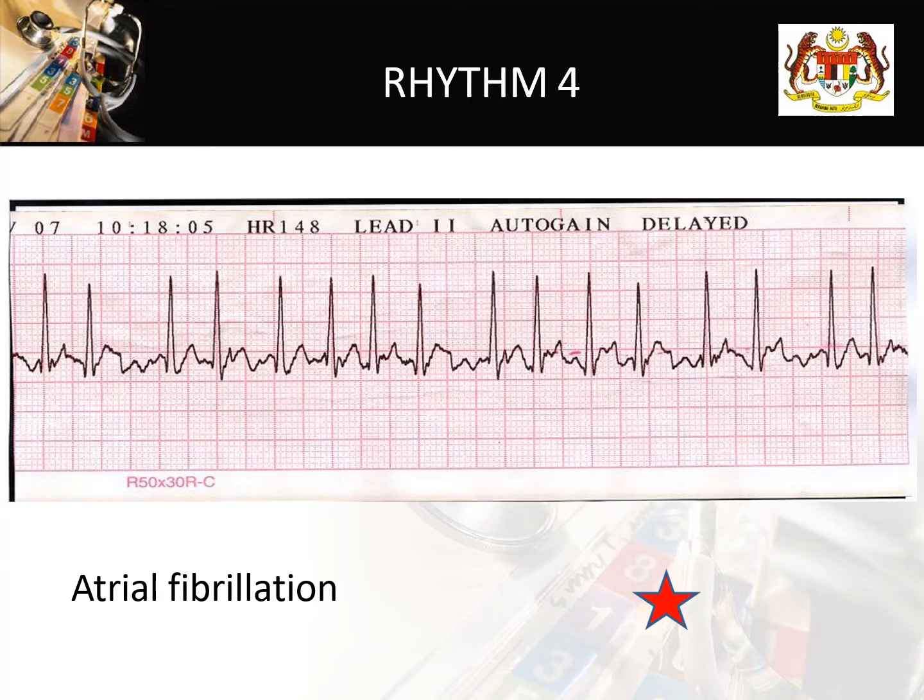Okay, next is atrial fibrillation. So this is the ECG of atrial fibrillation. The characteristic of atrial fibrillation is that we cannot see any obvious P wave, and the RR interval is also different. The RR interval is different. It's not the same.